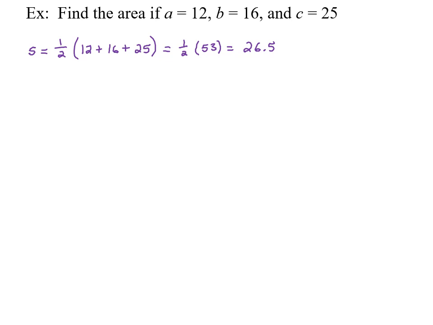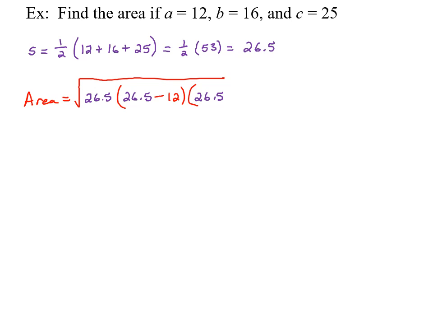And then the formula, the area, will be the square root of s, which is the 26.5, times the s minus a, the s minus b, and the s minus c. And so you just type all of that into the calculator and see what you get. Usually what I will do is do just the part underneath the radical. So the 26.5, that times 26.5 minus 12 times 26.5 minus 16 times 26.5 minus 25.